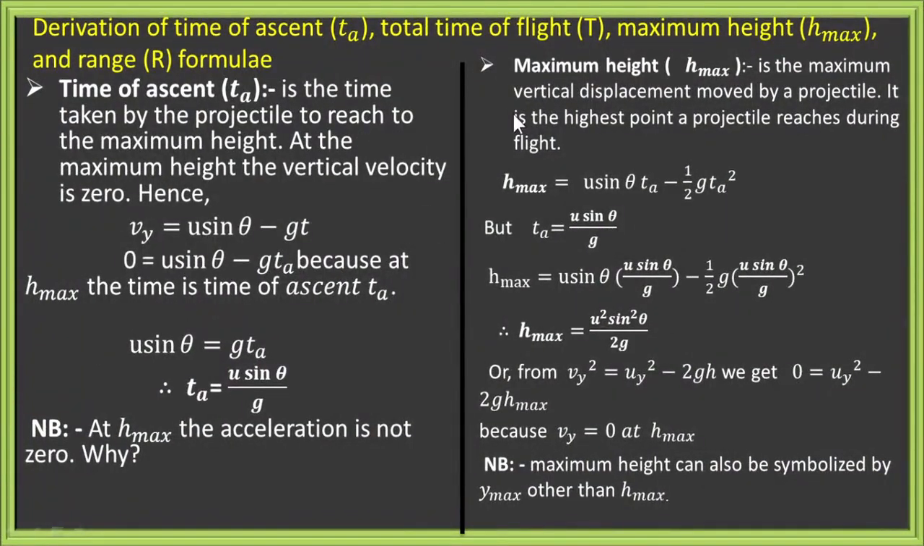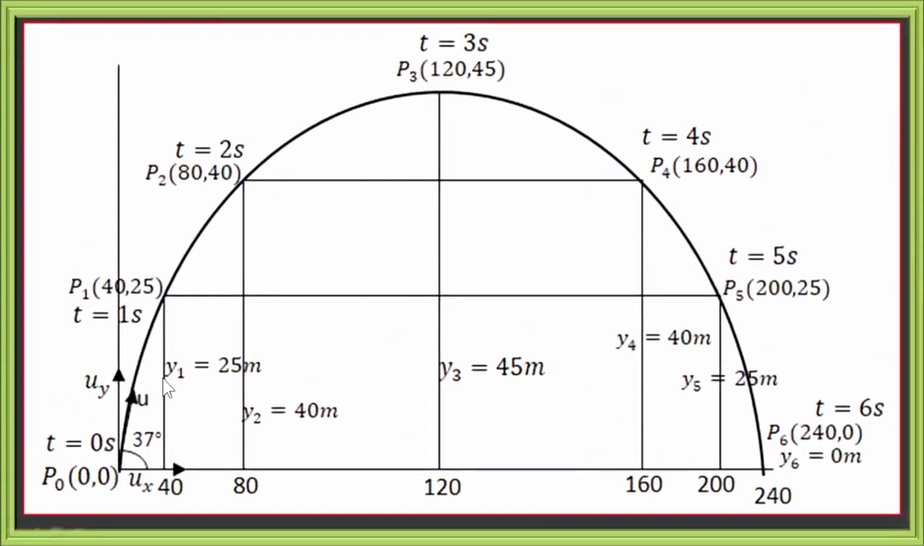The maximum height. Maximum height is the maximum vertical displacement moved by a projectile. It is the highest point a projectile reaches during its flight. Look, it has moved a distance of 25 meters, 40 meters, 45 meters, 40 meters, and 25 meters. From all these vertical displacements, the maximum displacement attained by the projectile is 45 meters, and Y3 is known to be the maximum height.